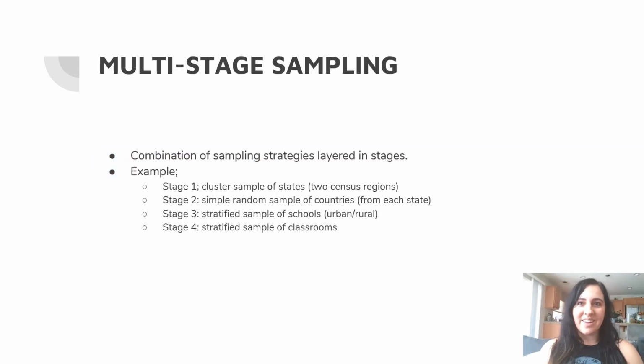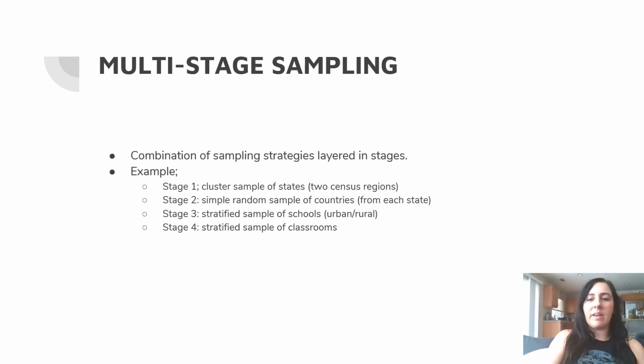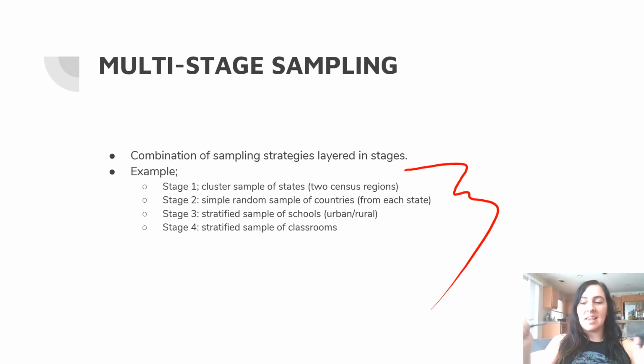Okay, the last one. All right, so multi-stage sampling. This is where within your study, you can take a combination of different sampling methods and put them together in your data collection procedure. Okay, so this is not like a set method, an official method that you're going to find in a book, but this is just an example of what you can do if you're doing multi-stage sampling.